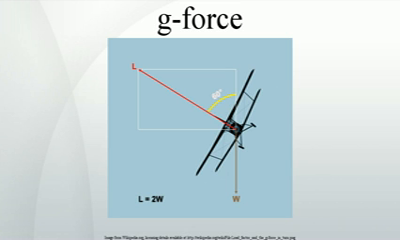Blackout, a loss of vision while consciousness is maintained, caused by a lack of blood to the head. GLOC, a loss of consciousness. LOC stands for loss of consciousness. Death, if G-forces are not quickly reduced, death can occur.